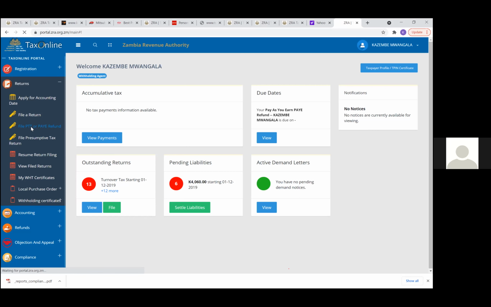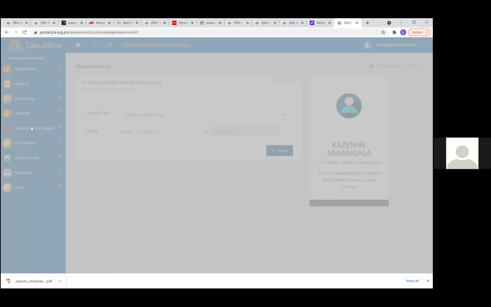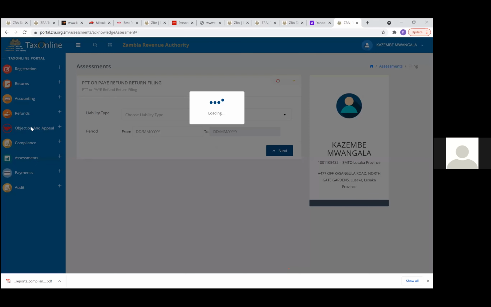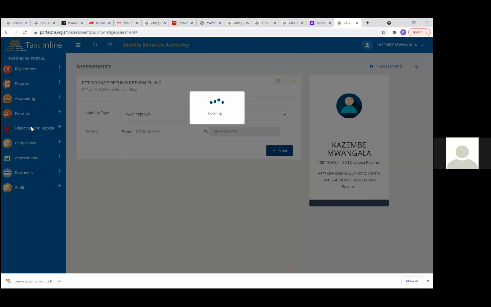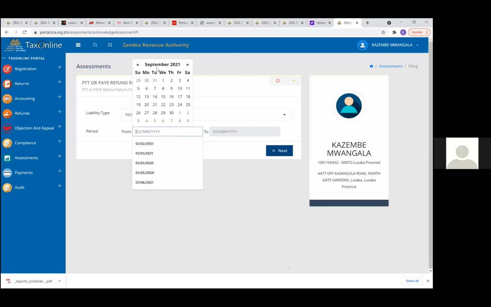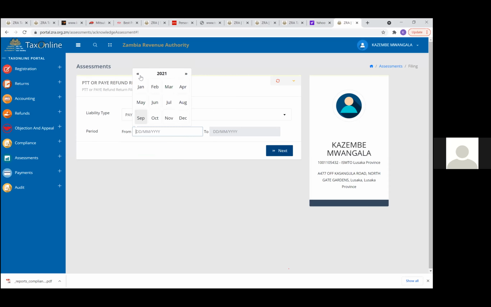When you click on that, this screen will come, and you choose liability. Remember, it was for PTT or pay refund, so you choose the option for pay refund. Then you need to specify the period, or the charge year, for which you are claiming. So if you are doing for 2019, we go to January 2019, and you click on next.